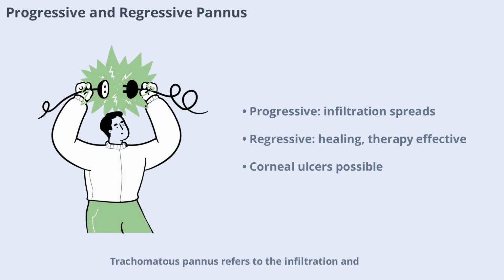Trachomatous pannus refers to the infiltration and vascularization seen in the upper cornea during trachoma. Progressive pannus occurs when the zone of infiltration and corneal haziness extends beyond the parallel superficial blood vessels. Regressive pannus, on the other hand, is when the infiltration and haziness recede, indicating effective therapy. Shallow corneal ulcers may develop at the edge of progressive pannus, but complete resolution is possible if Bowman's membrane remains intact.